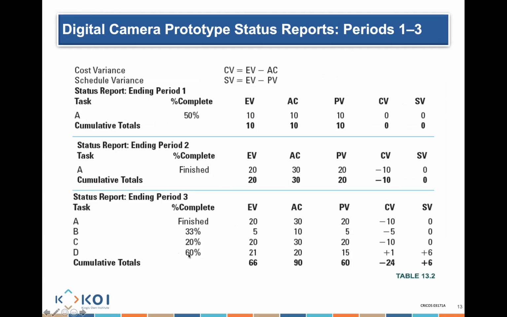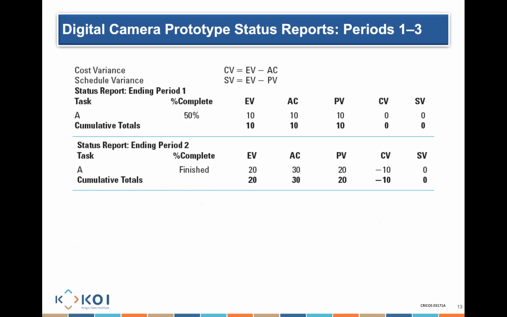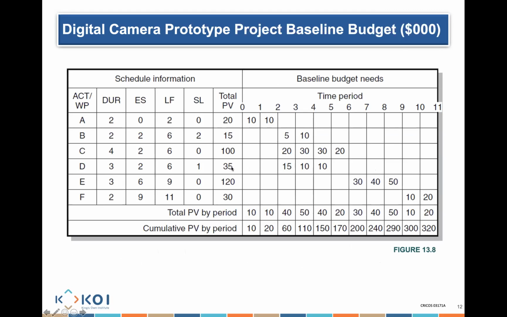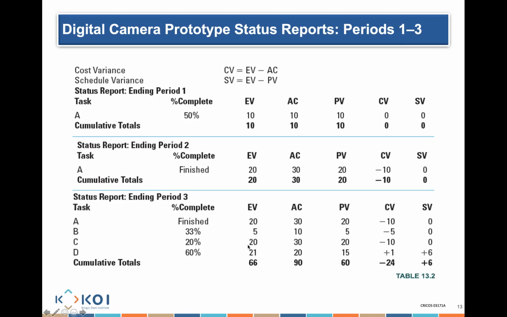And the last one, 60% of D. So what's that 60%? Let's go in here. 60% of 35. That's $21. So you know that they've earned $21. Now, when I put all of this earning together and add to it the 20 that has already been earned, I can get an accumulated total of what we've already earned.